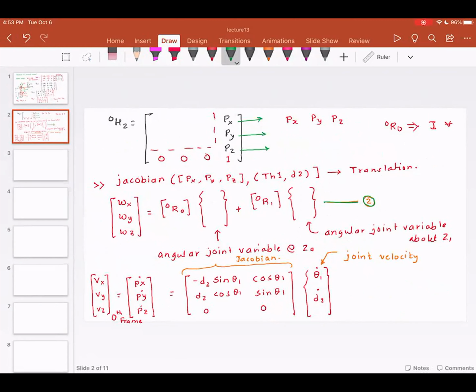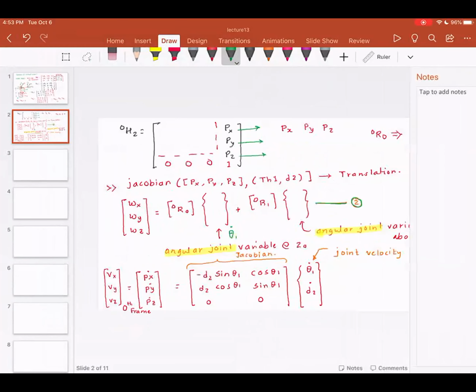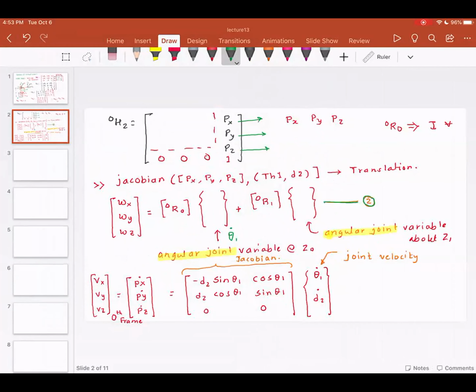So in this particular problem, the angular velocity Jacobian is super simple, because please note, you need the variables that correspond to the angular joint variables. The first angular joint variable is theta 1 dot. But you do not have a second angular variable, because the second joint is a prismatic joint.